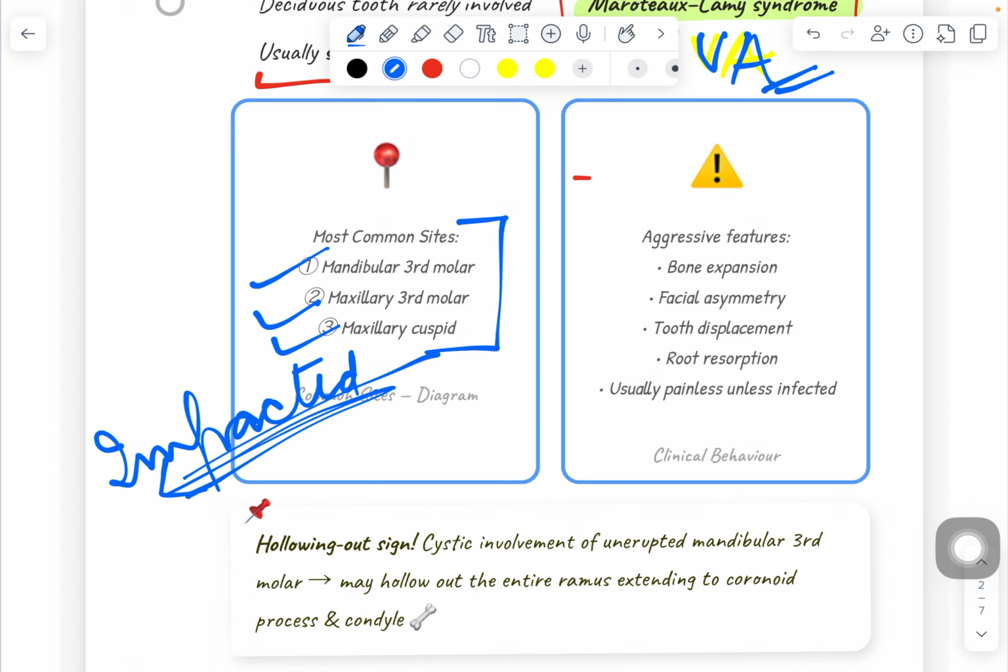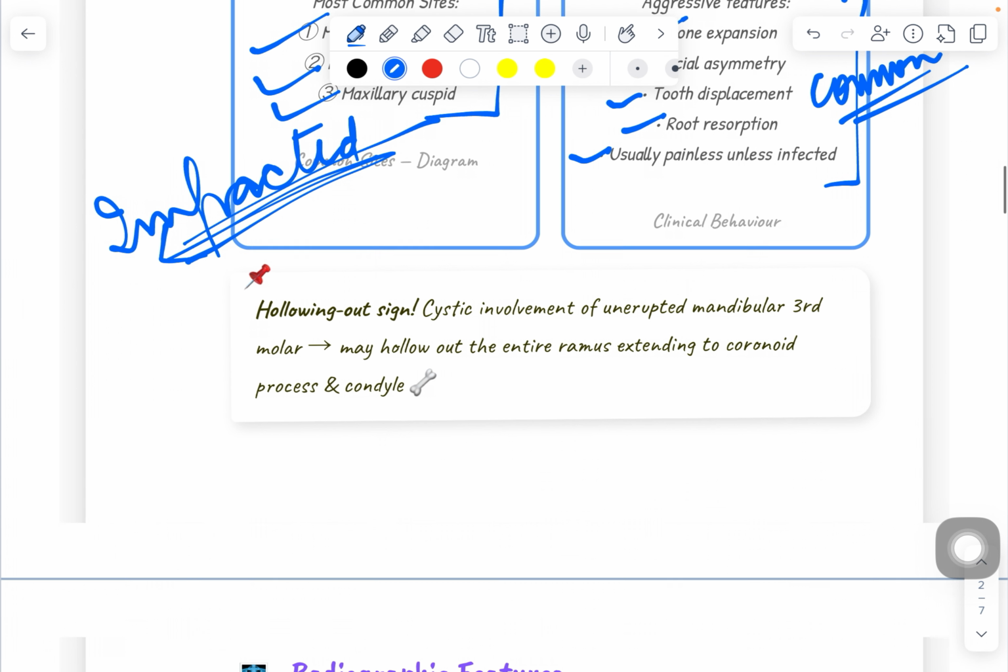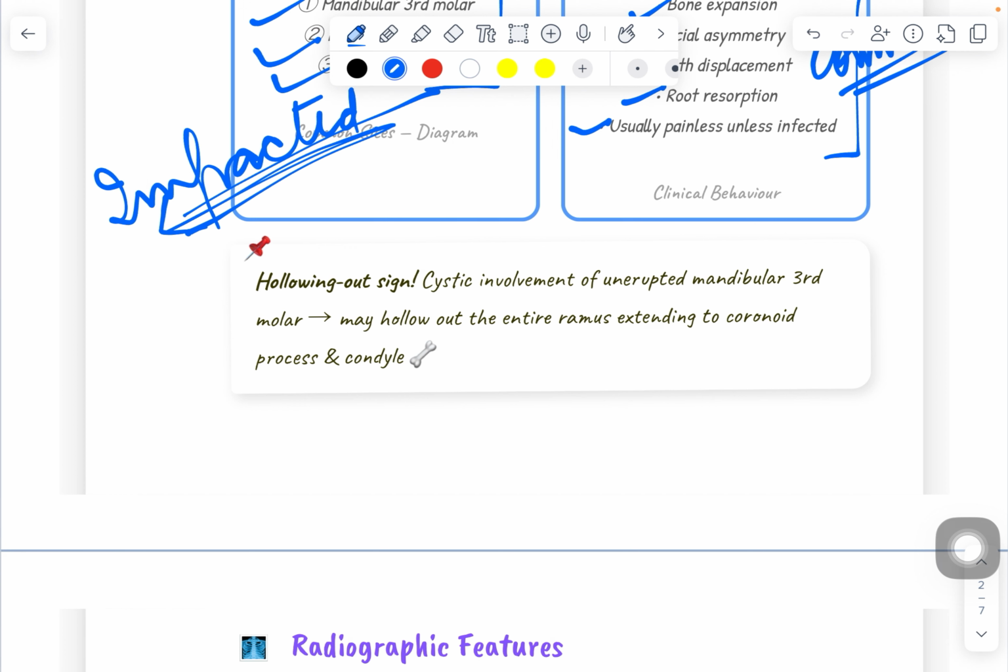Also aggressive features, these are basically common to all the cysts. Bony expansion, facial asymmetry, tooth displacement, root resorption, and these are usually painless until infected. Once they are infected, obviously pain will start.